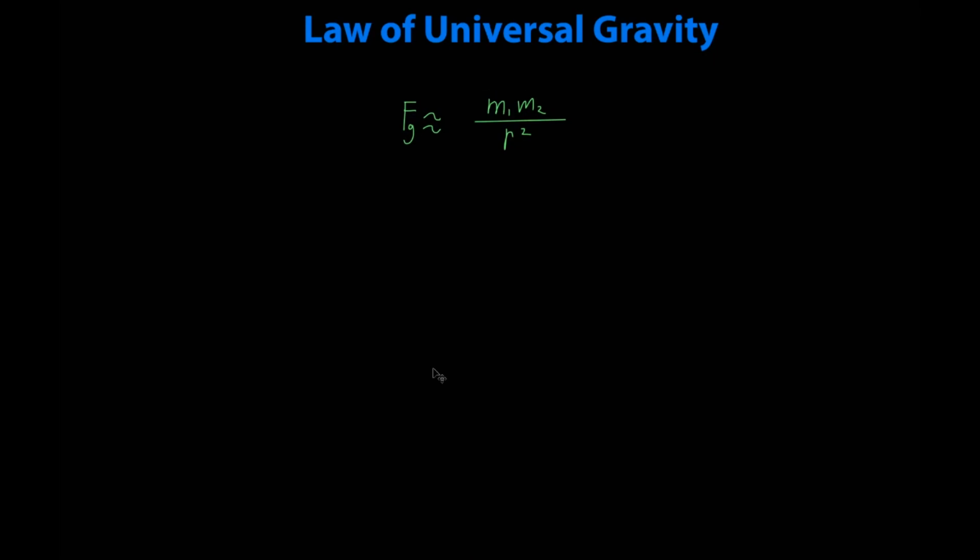So let's take this relationship and work with it a little bit. So this shows the proportional reasoning relationship. If I was to double mass 1, gravitational force would double.